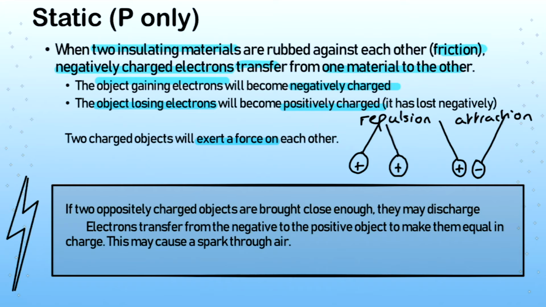And if these oppositely charged objects get close enough together, they may discharge, which is where the electrons transfer from the negative to the positive, so from the one that has the electrons to the one that doesn't, until it makes them equal. At that point, they won't have a charge compared to each other, so there won't be any force acting anymore. Now, if the voltage difference is high enough and the gap is small enough, it might spark through the air, so the discharge will actually happen across air particles, and as that happens, the air particles will release energy as light and heat.